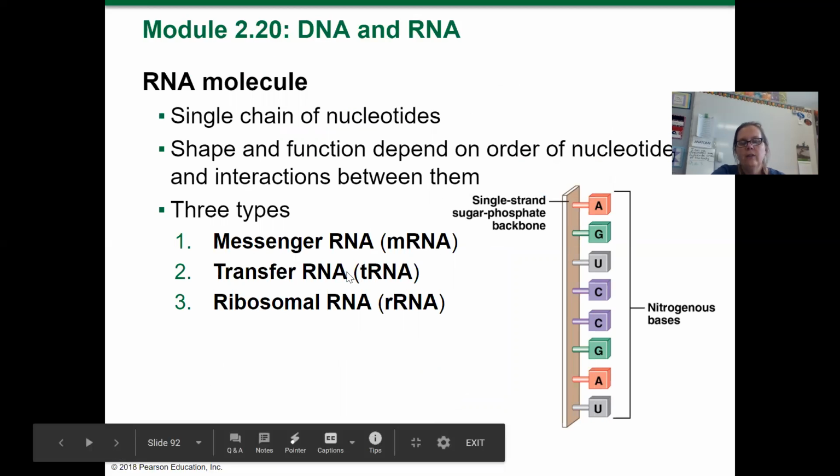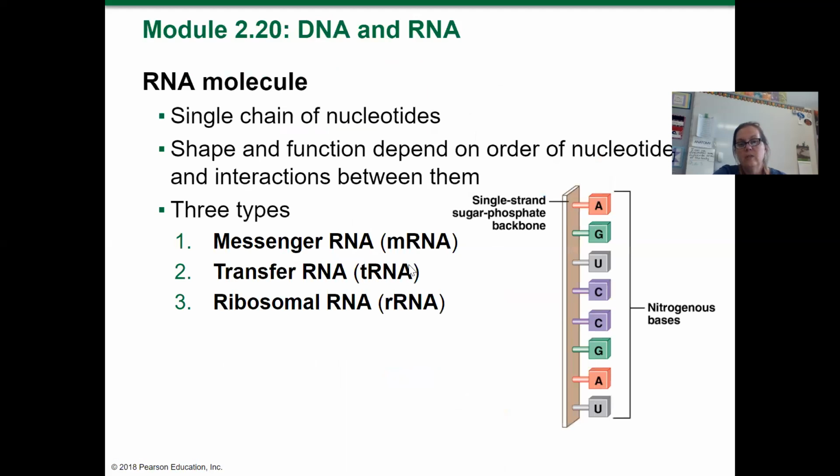There's other types of RNA that are important. Messenger RNA is important in transcription. Transfer RNA is important in translation. Ribosomal RNA is important for the ribosomes and for translation as well.